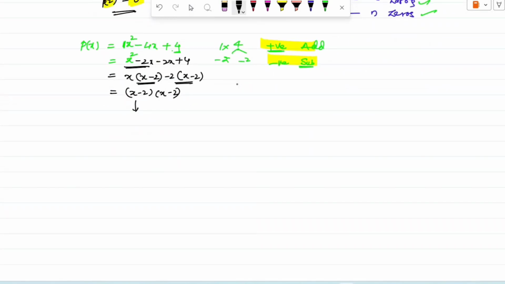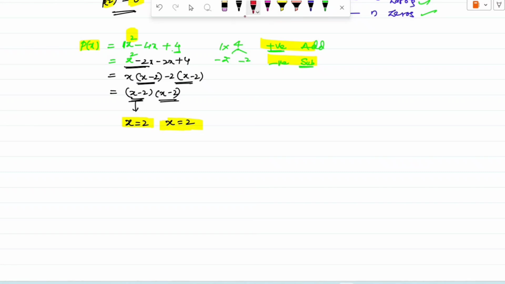From x minus 2, what is the x value? You get x is equal to 2. That means at x equal to 2, this factor will be 0. Similarly, at x equal to 2, the other factor will also be 0. Now observe that p of x contains the same zeros, but the degree is 2.